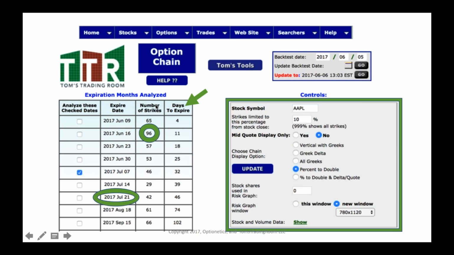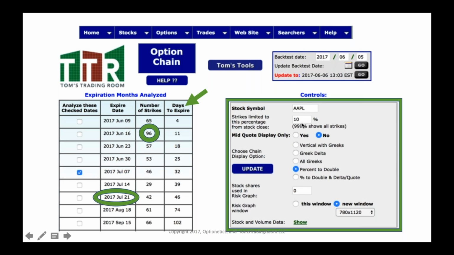Next to that, we have number of strikes. All right. You want to know where all the volume is in a stock by looking at an option chain? Just find the one that has the most strikes. June 16th, that's the third Friday in June. Next week, 96 different strikes. And of course, our days to expiration. Over here, we have all of our controls. I like to look at things in the percent to double format. That's my favorite when I look at things.